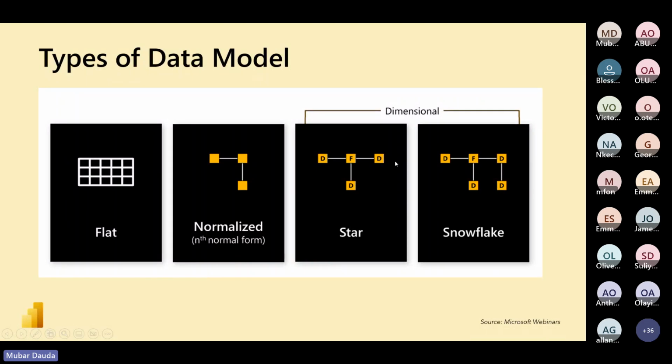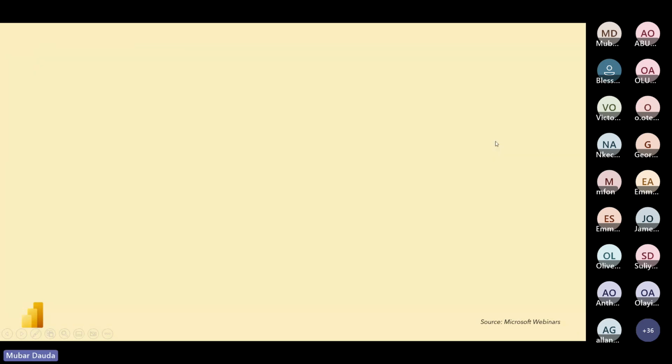A star schema is when we now build what we actually need for our analysis. And a snowflake means a dimension having another dimension. It's like a star schema, but it will have another dimension inside. That is what a snowflake is. And those are the types of data model.